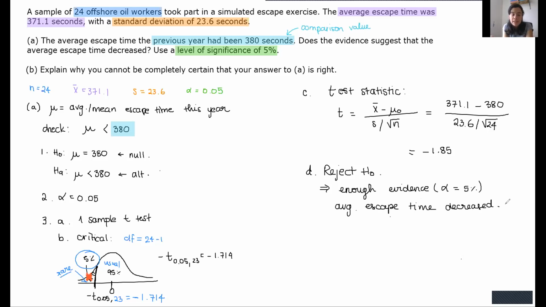Now I have to specify the level of significance, because the way that I found my boundary between what's usual and what's extreme depended on that 5% that I chose. If I had chosen maybe 1%, then my boundary would have been different, and maybe I wouldn't have had enough evidence, right? So it all depends on how much evidence you require in order to reach a given conclusion.